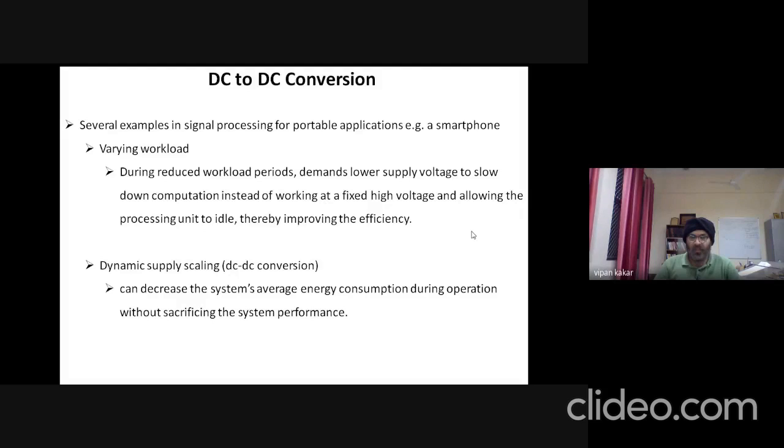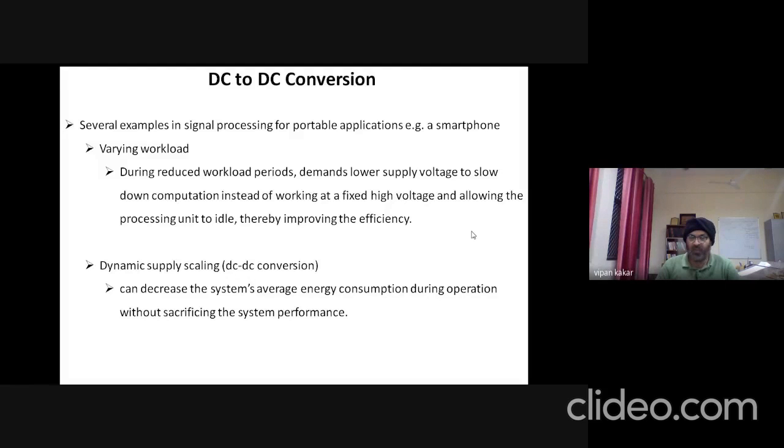Now again, the same thing is, just by using these conditions of varying workloads, this dynamic supply scaling, which is a technique used in DC to DC conversion, which we'll be studying when we do the technical details of power converters. But you have to remember that supply scaling means we are actually scaling the output voltages, changing the voltage levels. We are actually scaling the voltage at the output. It can be done dynamically. Statically is that we have fixed the voltage output.